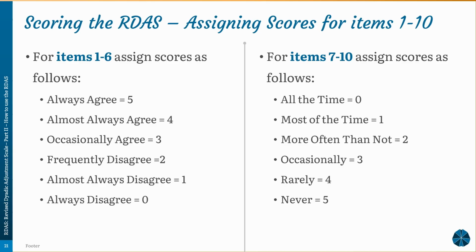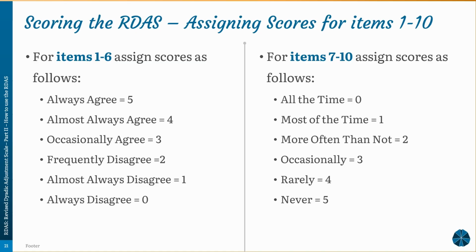Scoring. Once the respondents have filled the form and handed them back to you, you can start the scoring. The scoring is straightforward. Items are Likert scored. Assign items 1 to 6 a score of 5 for always agree, 4 for almost always agree, 3 for occasionally agree, 2 for frequently disagree, 1 for almost always disagree, and 0 for always disagree.